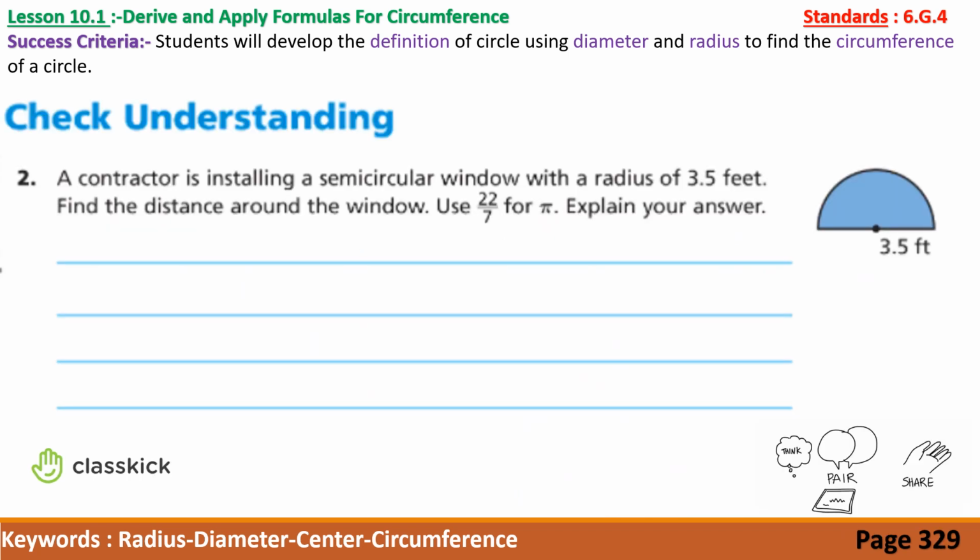A contractor is installing a semicircular window with a radius of 3.5 feet. So the radius is given to us as 3.5 feet. Find the distance around the window. When they say find the distance around, it means we have to find the circumference. When radius is given, our formula is 2 pi r. Now they are asking you to use 22 by 7 for the pi. So we will write 2 times, in place of pi we will write 22 by 7 times, in place of radius we will write 3.5.